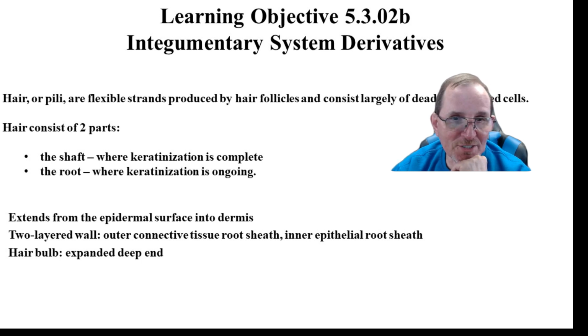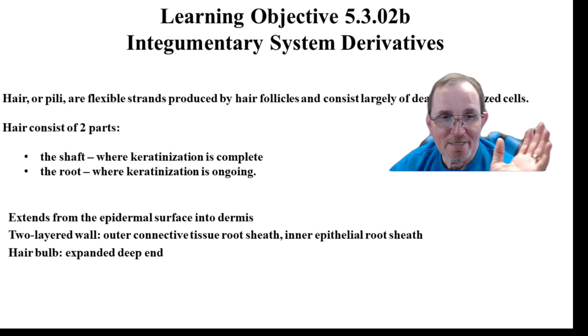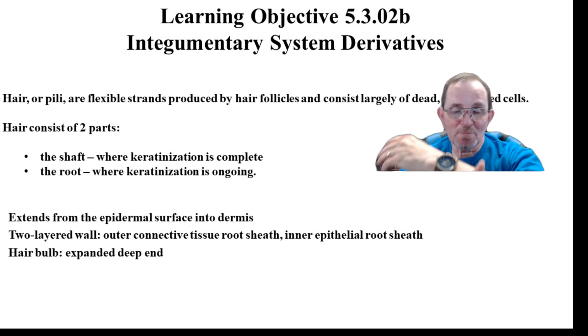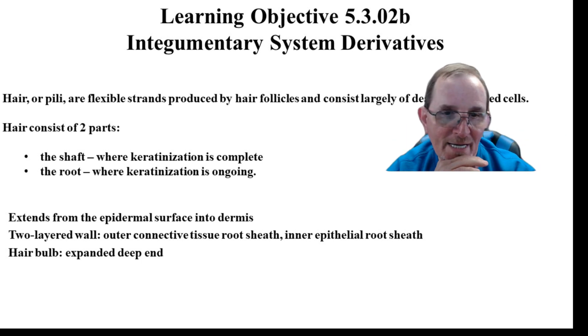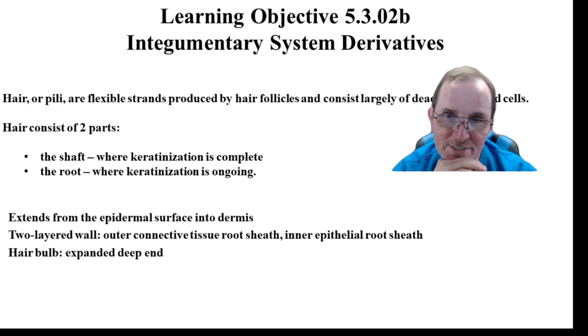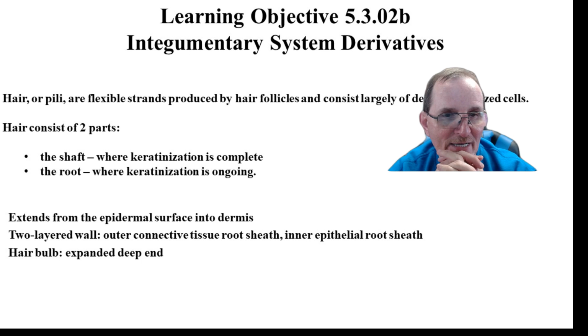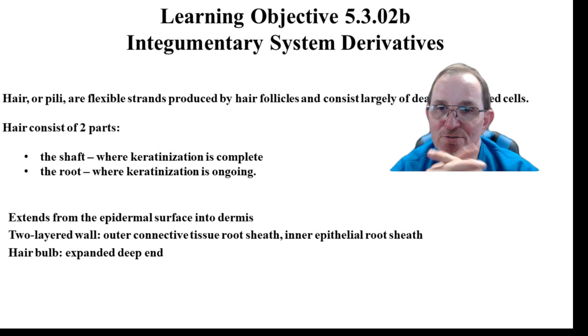This is going to extend into the epidermis and out past it on our arm, and the hair root is actually going to go into the dermis. If you guys remember from the lab, we saw all this. We have a two-layered wall on these shafts of these hairs. Outer connective tissue root sheath and an inner epithelial one.